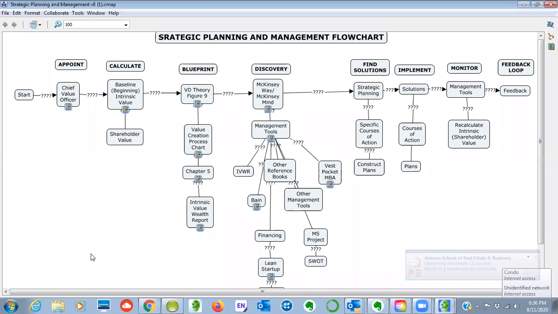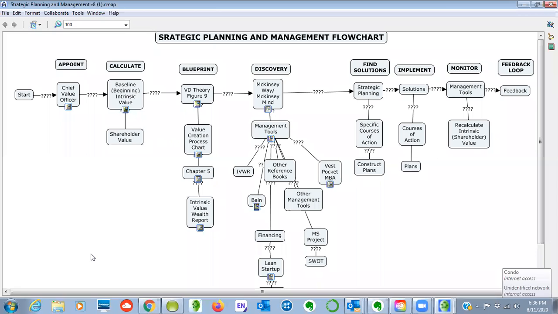Okay, so we start with appointing that person, because you've got to have someone that directs the show and makes sure that things happen. So the next step is you calculate a baseline or a beginning intrinsic value.